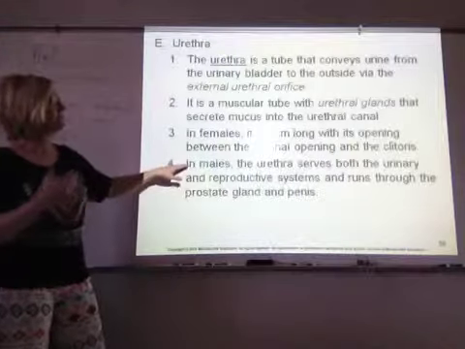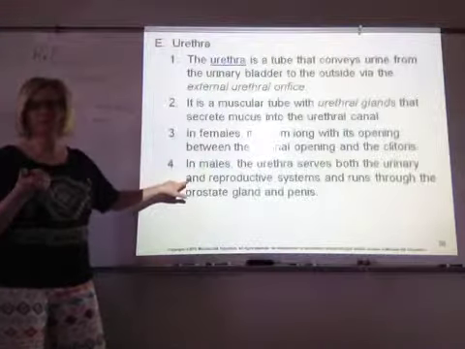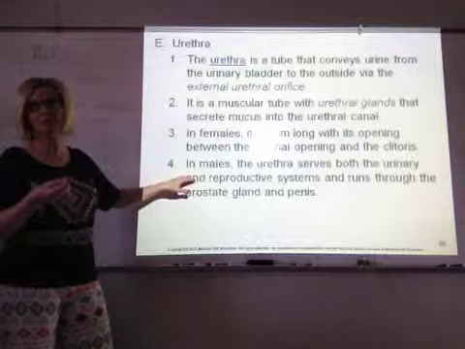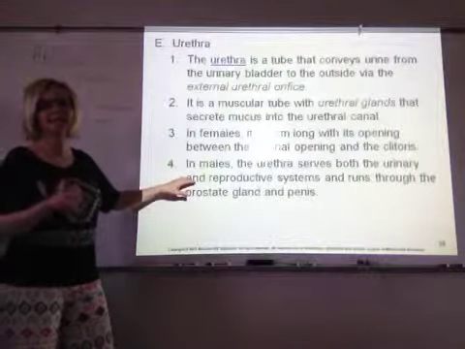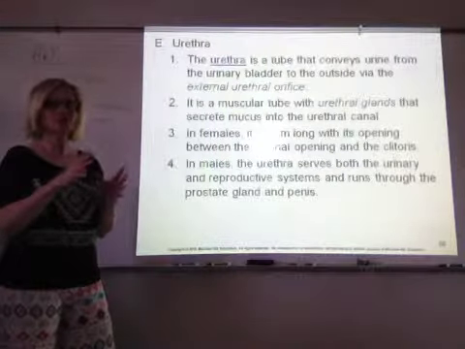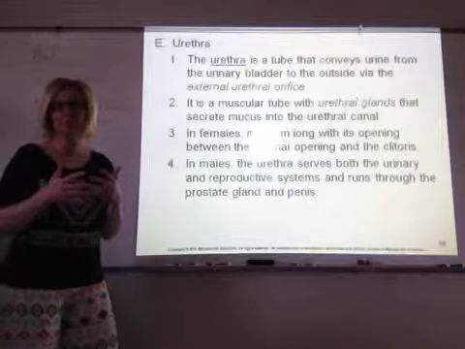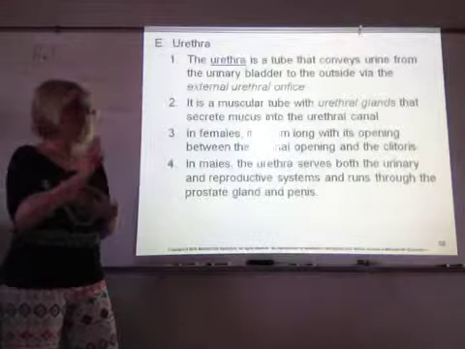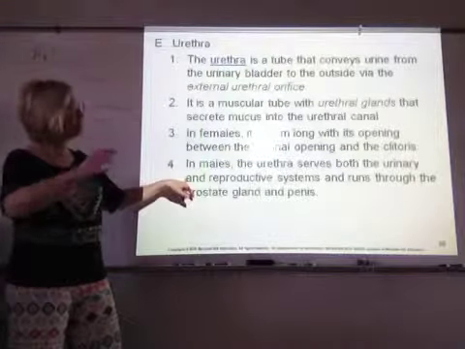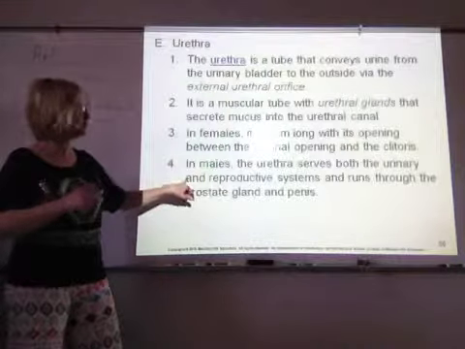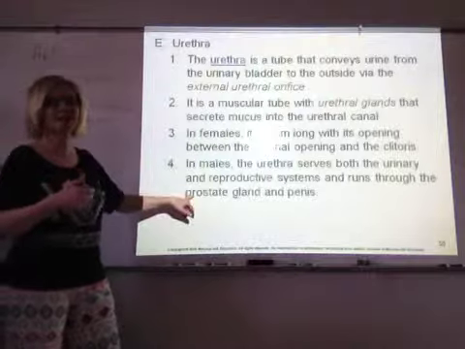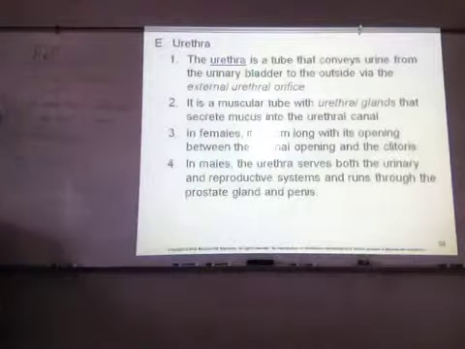In males, the urethra serves both the urinary system and the reproductive system. So urine will pass through the urethra and semen will pass through the urethra. There again, it's under control so both can't pass at the same time, but both will pass through that opening. So that urethra in a male is going to be longer. It's going to run through the prostate gland, the seminal glands, and then also through the penis.